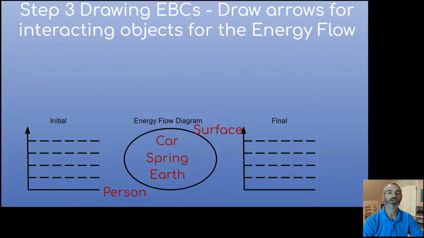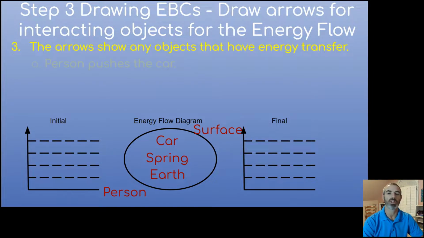Step 3, you're going to show energy flows. And here's a couple examples. The arrows show the interaction between objects. So if a person pushes a car, a little lab cart, then you're going to draw an arrow from the person to the car because the person gave the car energy. If a car rolls up the ramp, it's going to slow down. Well, the kinetic energy has to be going somewhere. So the car is losing energy to the earth. So we draw an arrow from the car to the earth.